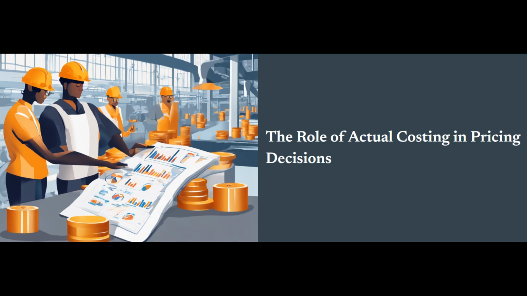Case Study 2, Service Provider ABC. ABC, a professional services firm, had traditionally used a standard hourly rate for its consulting services, based on a general estimate of the costs associated with service delivery. However, as the company grew and diversified its service offerings, the limitations of this approach became increasingly apparent. ABC decided to implement an actual costing system to gain a deeper understanding of the true costs involved in providing each of its services. By tracking the actual time spent by consultants, the materials and resources consumed, and the overhead expenses associated with each client engagement, ABC was able to develop a more accurate pricing model.